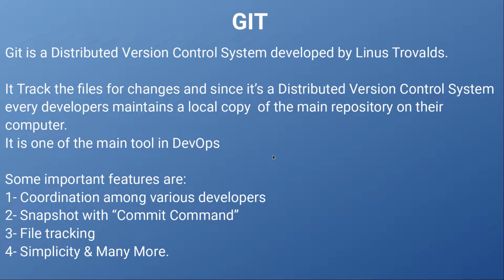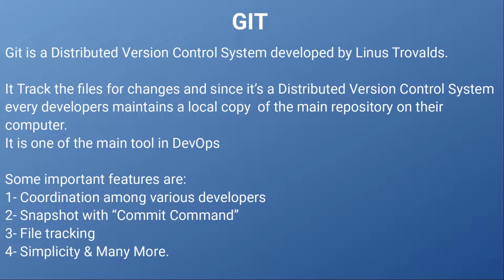My name is Salman Francis, and in our series of Let's Learn DevOps, today we will take a look at Git. So Git is a distributed version control system developed by Linus Torvalds, and it tracks the files for changes. And since it's a distributed version control system, every developer maintains a local copy of the main repository on their computer. And it is one of the main tools in DevOps nowadays.